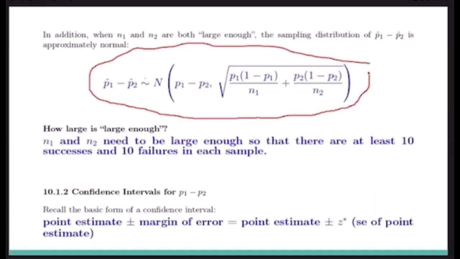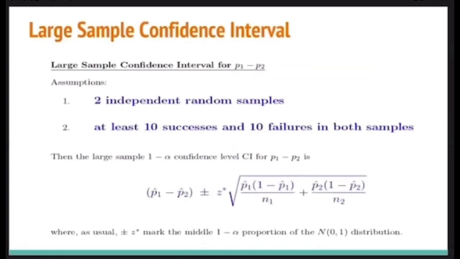And how large is large? It has to be at least 30. And not only that, before I can use a formula for constructing a difference of proportions, I have to investigate that N1 multiplied by P cap 1 has to be at least 10, and N2 multiplied by P cap 2 also has to be at least 10. So the moment that happens, we are ready. Now, let me take you there. This is the formula.